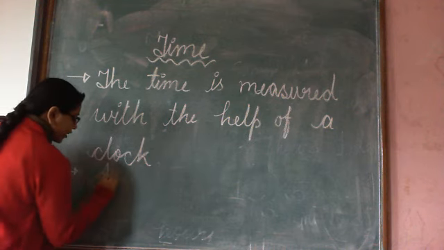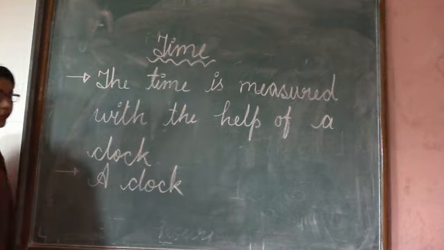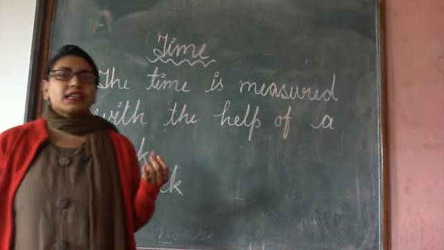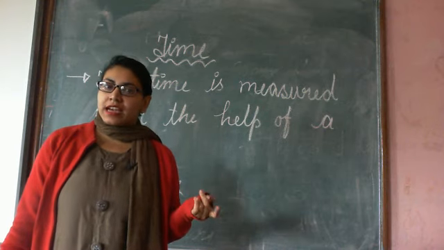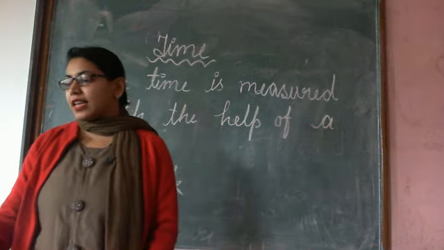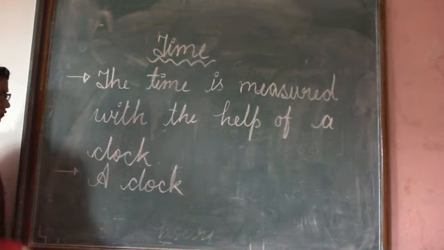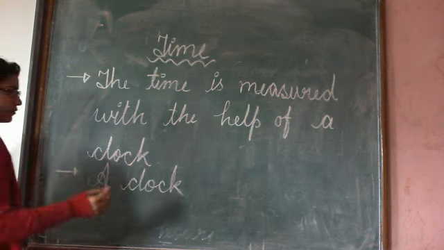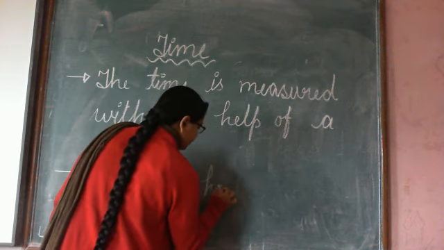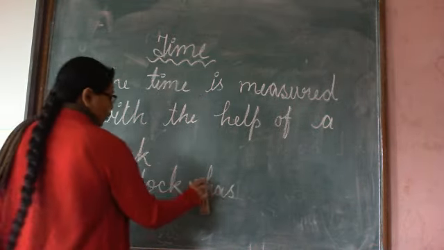A clock usually has two main hands, short hand and long hand. Although the second hand is also there, generally we do not consider it. We mention only two hands, long hand and short hand.